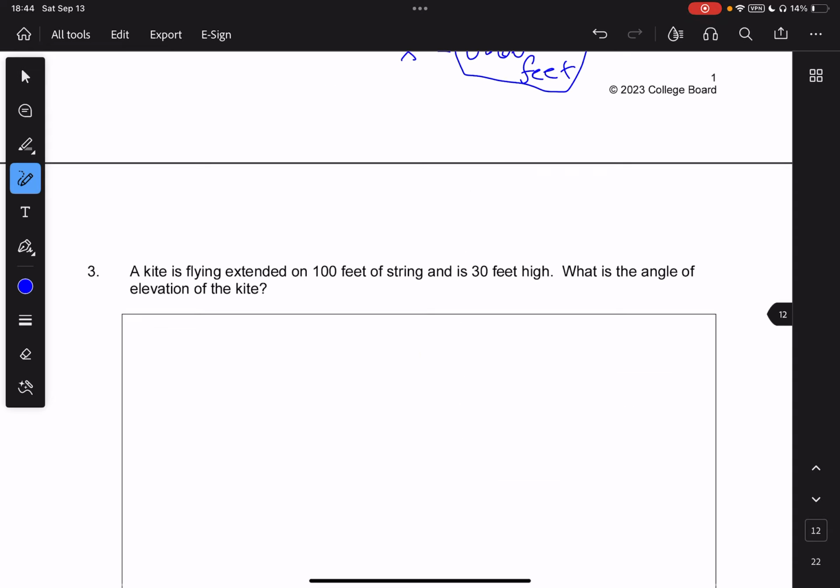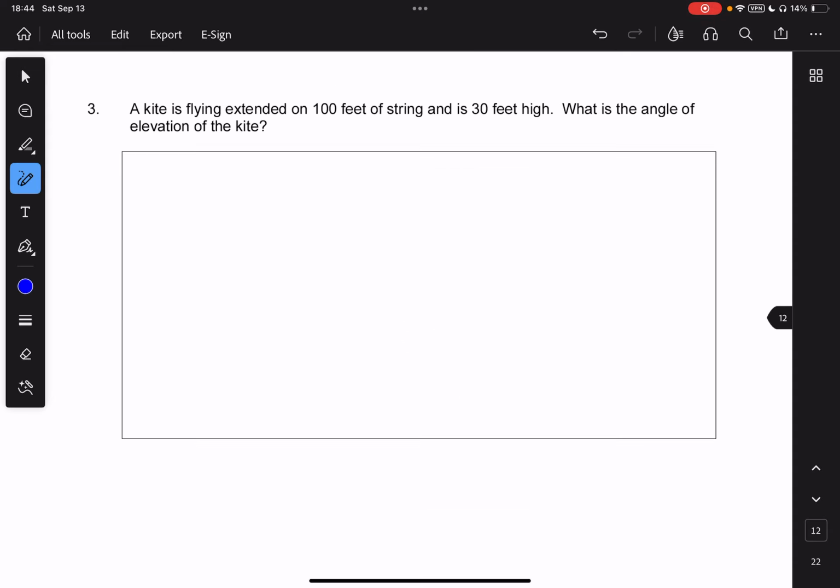Okay, now the last question. A kite is flying extended on 100 feet of string, and it is 30 feet high. What is the angle of elevation of the kite?